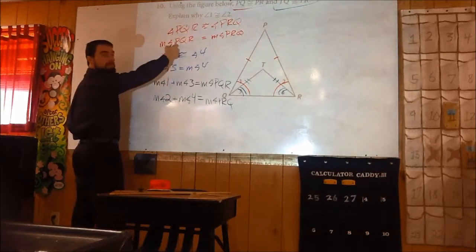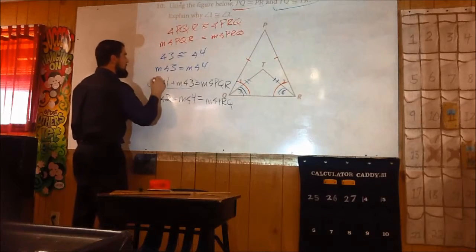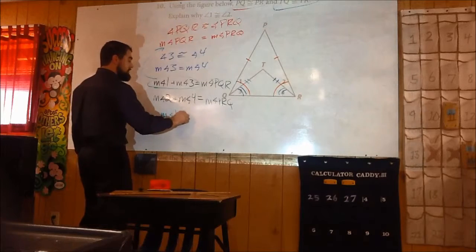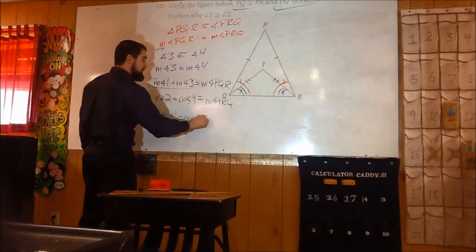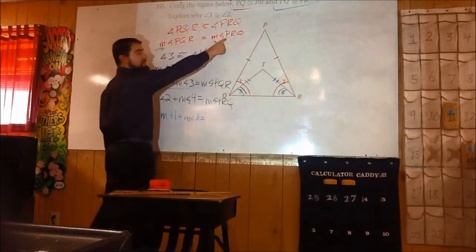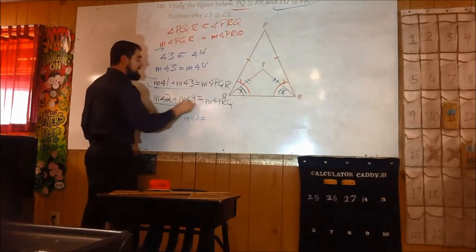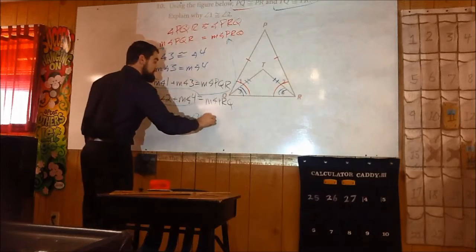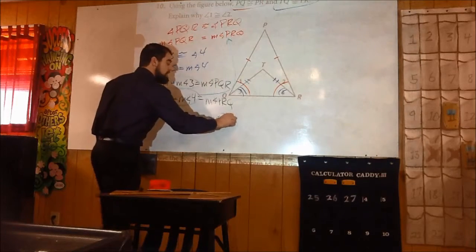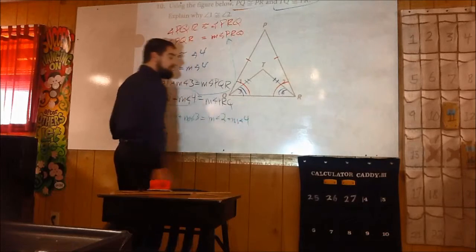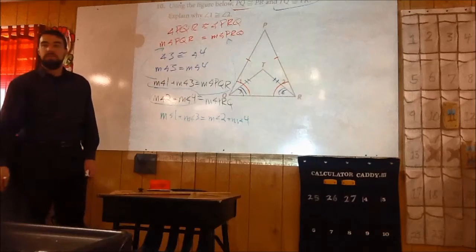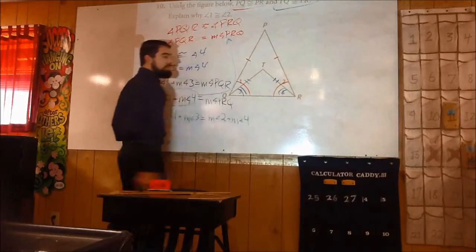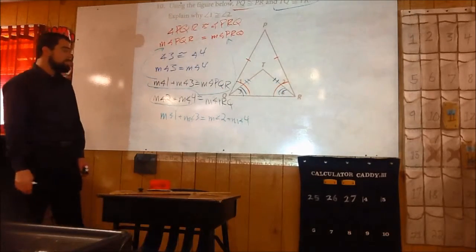Instead of having the measure of angle PQR, I'm going to replace it with the sum of its parts. So the measure of angle 1 plus the measure of angle 3 is equal to, and instead of having the measure of angle PRQ, I'm going to replace that with the sum of its parts, the measure of angle 2 plus the measure of angle 4. Just setting these two equal to each other because we know that the wholes, the big base angles, are congruent to one another. Their measures are equal.